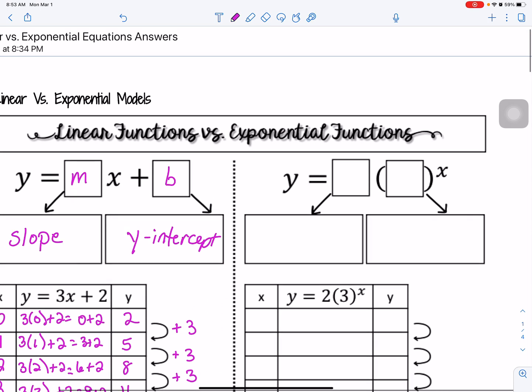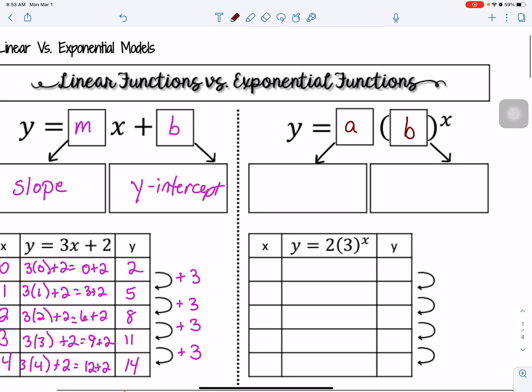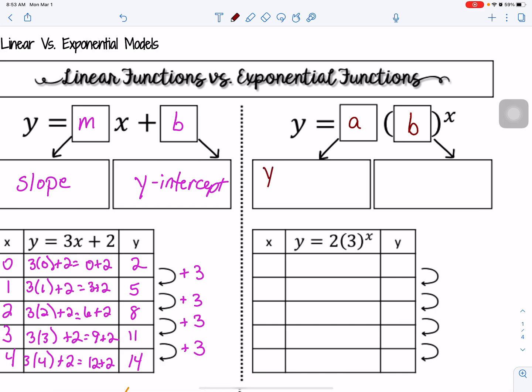Looking at exponential, exponential is slightly different. Our equation is y equals a, and then in parentheses, b to the power of x. Notice that x is that exponent. It's smaller. It's raised. A stands for the y-intercept, or the initial value.